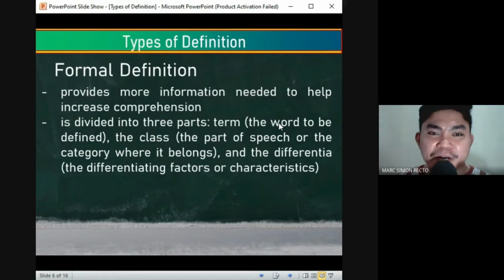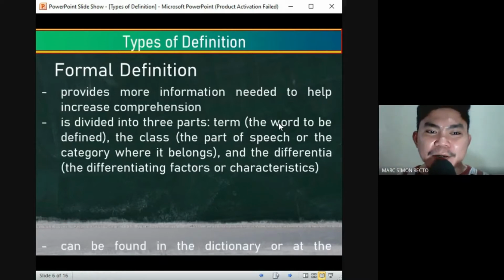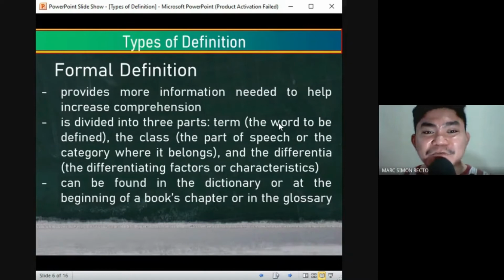That's very important. Now, it may also be found in a dictionary or at the beginning of a book's chapter or in the glossary. I know you've done this before when you were having a hard time defining this particular word. You would turn your book to the last page and presto, you'll get the definition of that particular word. That's because of the glossary.